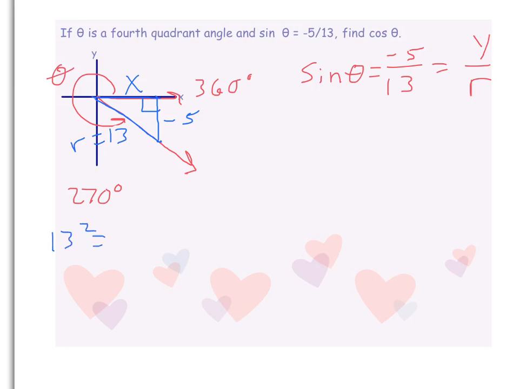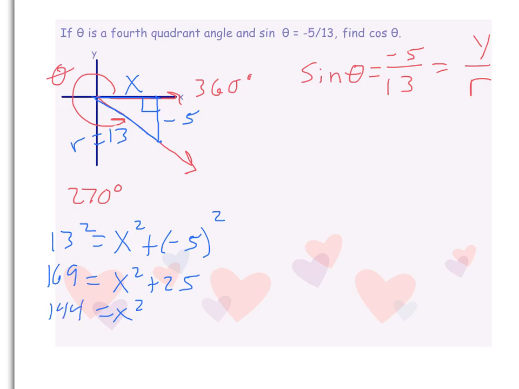13 squared is x squared plus -5 squared. Using the Pythagorean theorem again, and you'll see this will come up all the time. Okay, all the time. Just trying to figure out what the x component of this triangle is, which is going to have to do with its cosine value. It's 12.